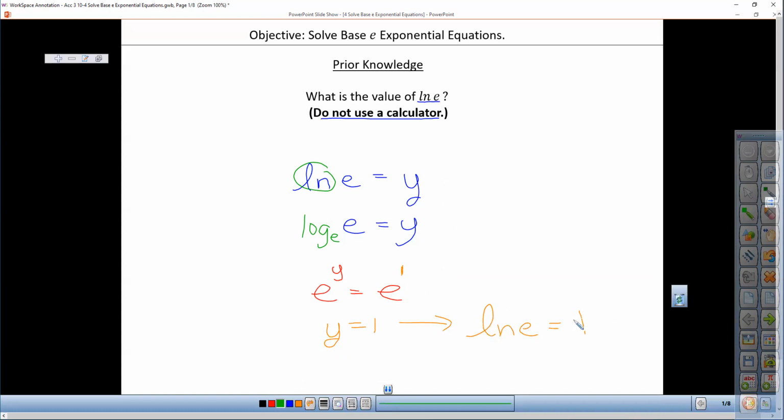This statement right here, that the natural logarithm of e is equal to the whole number of 1, is something that will come up in our problem solving. So when we end up with this expression of the natural logarithm of e, we will substitute it with the value of 1 to simplify our solutions.